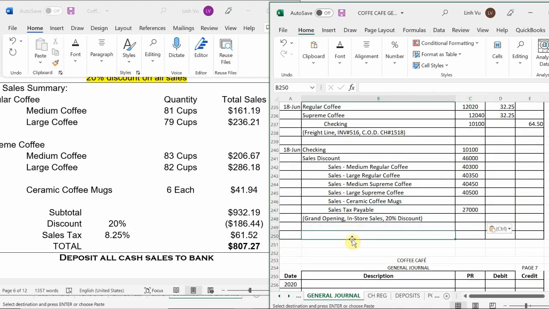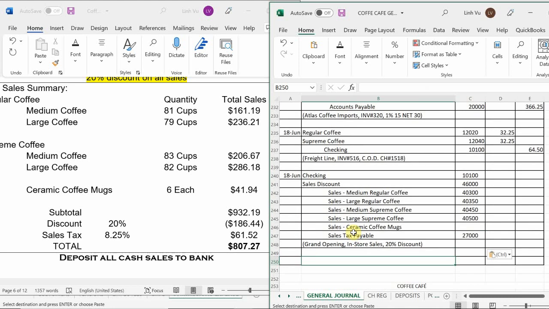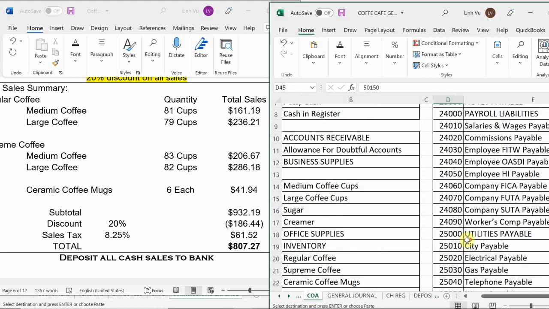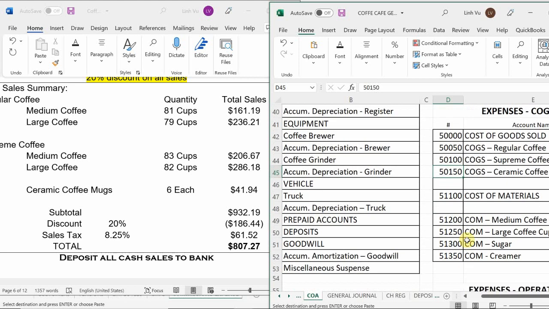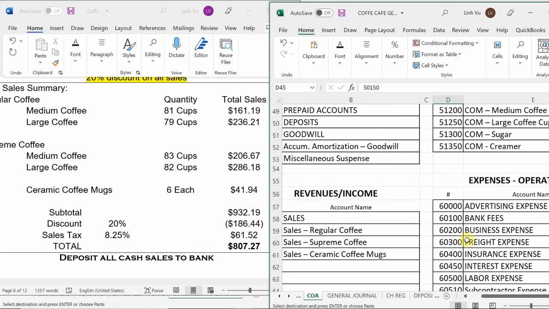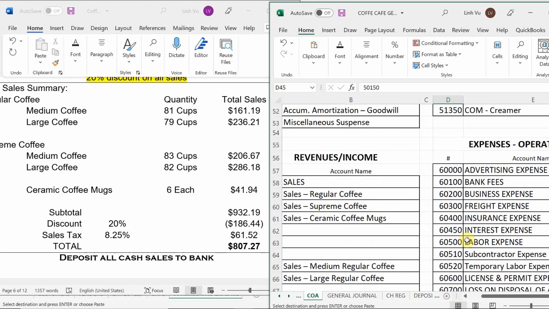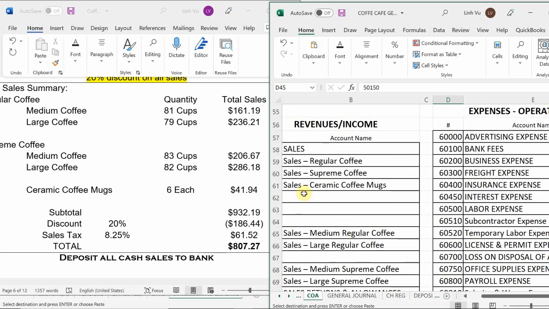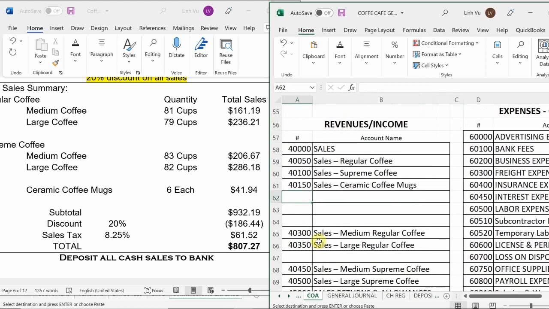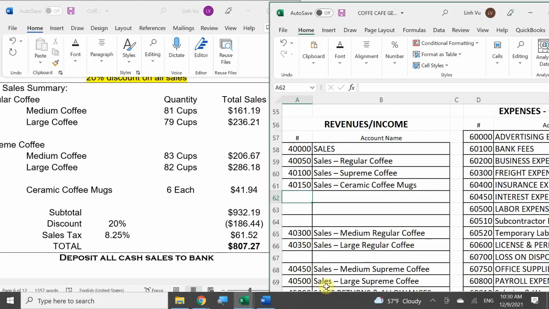Right? There you go. So now I need to figure out what was my account for the sales of ceramic coffee mugs. So let's take a look in our chart of accounts. Okay, for sales of the ceramic coffee mugs, that account number is 40150.